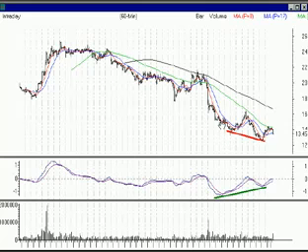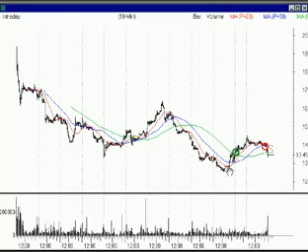Here we see another divergence where it makes this low. We didn't see the volume this time, but the divergence was definitely there from the MACD, and as we look at the 10-minute time frame, we can see our entry would have come over in here and our exit over at that point.